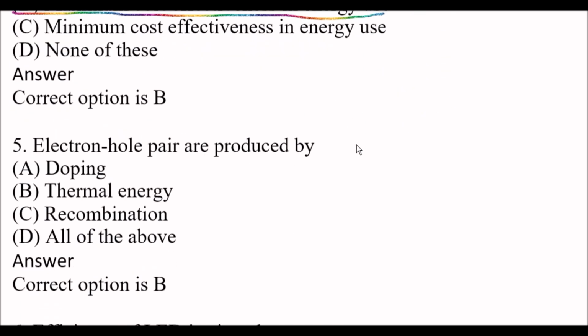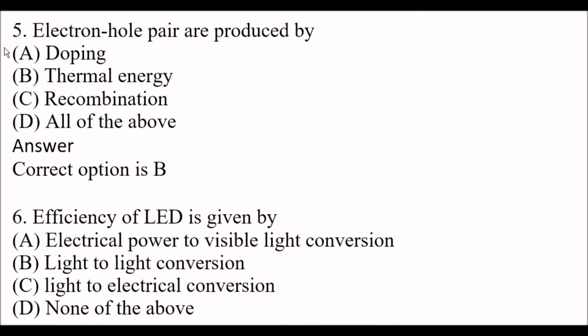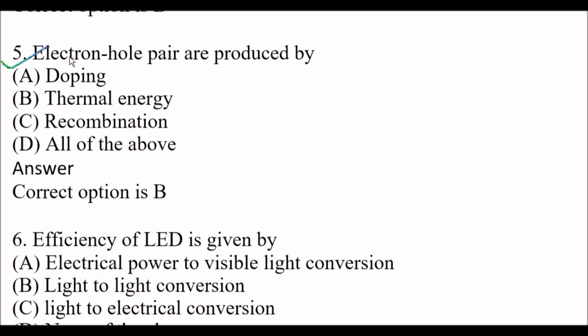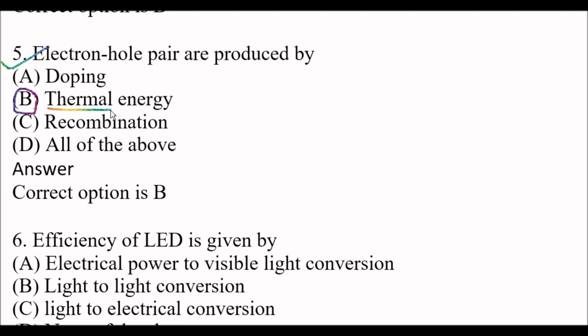Next question. Electron hole pairs are produced by: option A, doping. Option B, thermal energy. Option C, recombination. Option D, all of the above. Right answer is option B, thermal energy. Okay, so electron hole pairs are produced by thermal energy.